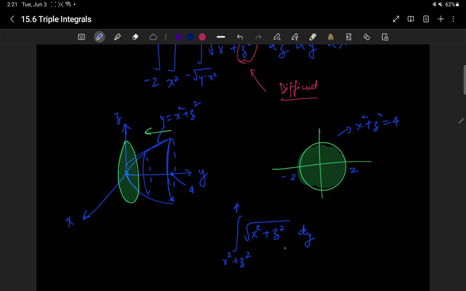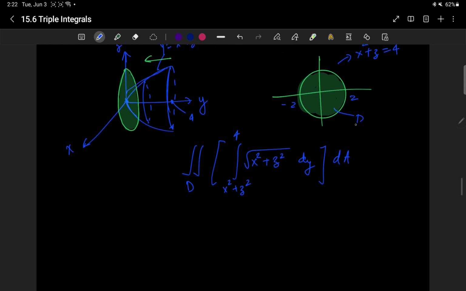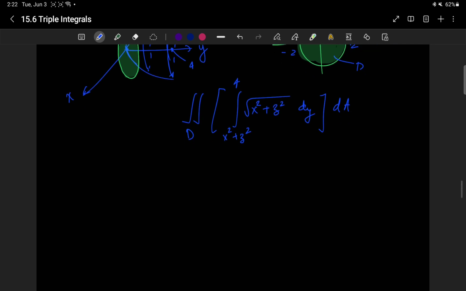So immediately you will notice that the x squared plus z squared, and this is dy, which means we won't get that arctan and all of that stuff that we're trying to avoid here. And then once we're done with that, there will be some element dA, and we will worry about it afterwards. Now, because this region D is more helpful in polar, we're just gonna use polar.